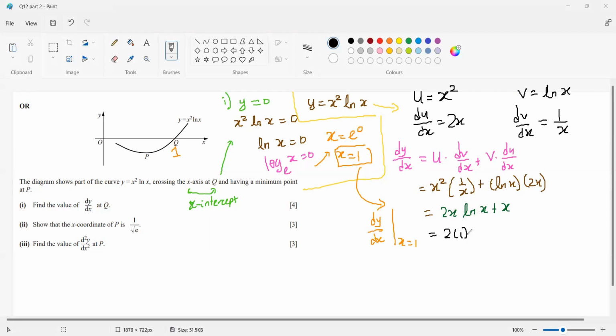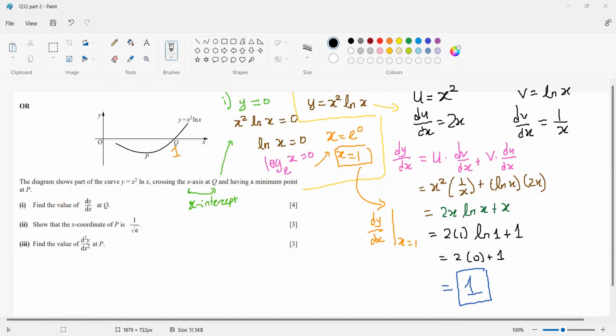Okay, let's compute it, please. So 2 times 1 times ln of 1, plus 1. So this is 2, ln 1 is 0, plus 1, which equals 1. So the answer, dy/dx at q, is magically also 1. Okay, let's do the second part, please.